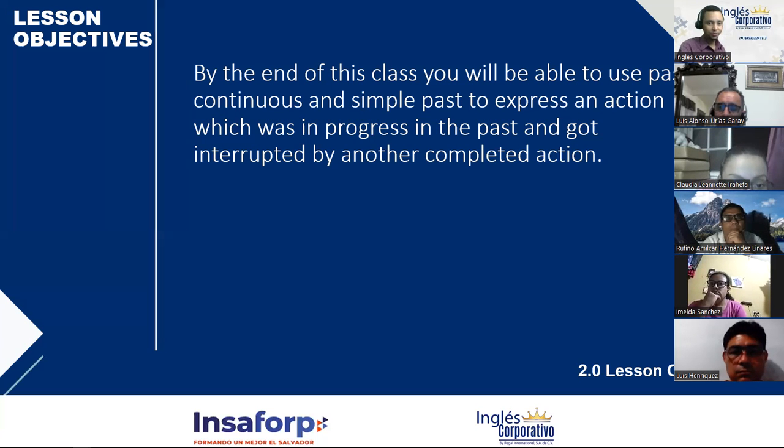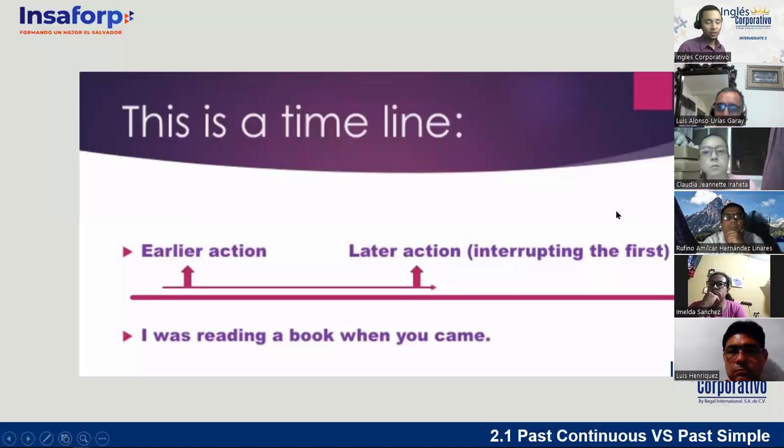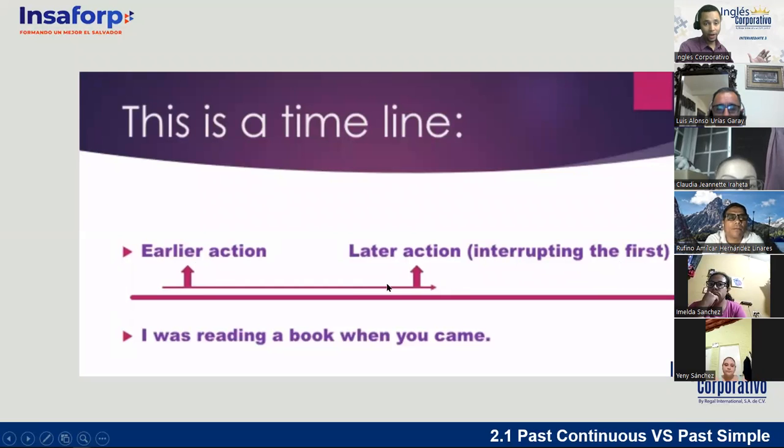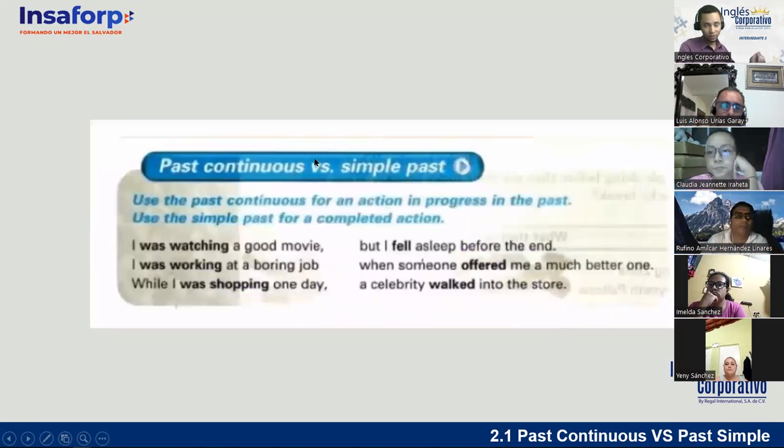So let's begin. So as stated in the video, which you should have watched by now, this is a timeline. In the timeline, there's an earlier action and then there is a later action, which interrupts the first one. Example, you say, I was reading a book when you came. Okay, this is the same information that you can find in the video explained by Ms. Jessica. And this is also in the video, right?